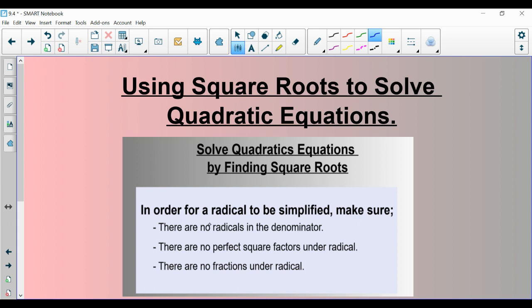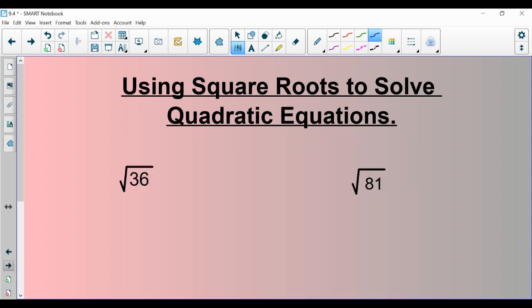Where I give three different things that need to happen for a radical to be simplified. There can't be any radicals in the denominator, that's one of them. There cannot be any perfect square factors underneath the radical, and there cannot be any fractions underneath the radical. So all three of these things are important. Today we are only going to be looking at one of them, right here: there cannot be any perfect square factors underneath our radical. So this should be a pretty brief lecture. I don't foresee it being too complicated.